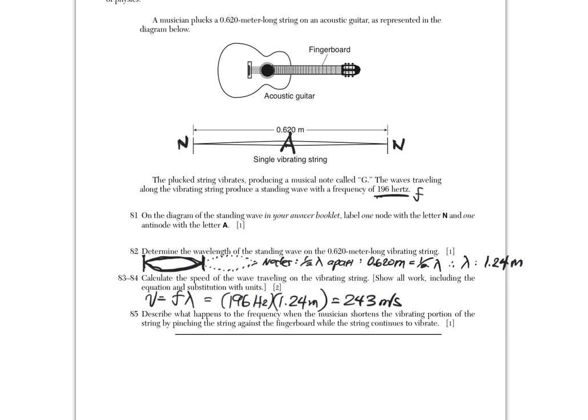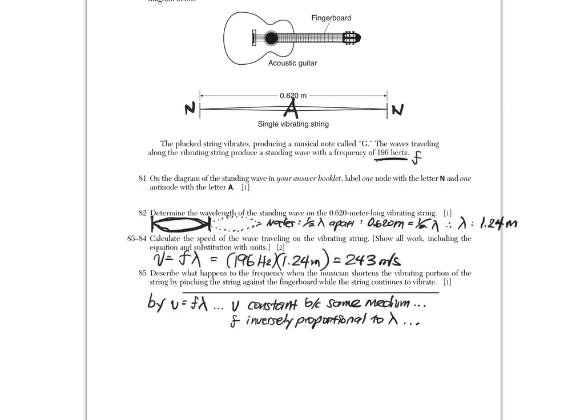Then finally, 85, what happens to the frequency if the musician shortens the vibrating portion of the string by pinching the string against the fingerboard while the string continues to vibrate? And again, this says describe, you don't actually have to explain it, but since v equals f lambda, and the speed is constant because it's the same medium, this string, the frequency is inversely proportional to the wavelength. So by pinching the string higher up the fingerboard, giving less of a wavelength for the standing wave, as wavelength decreases, the frequency is going to increase. It's going to be a higher pitch. So you don't even need to explain that. You can just say that the frequency would increase.